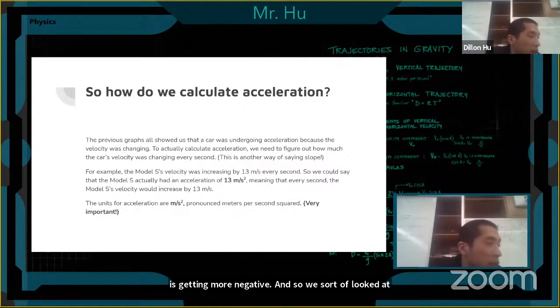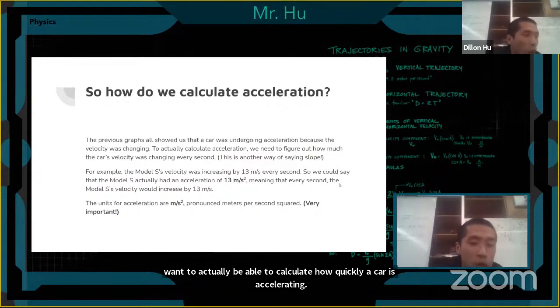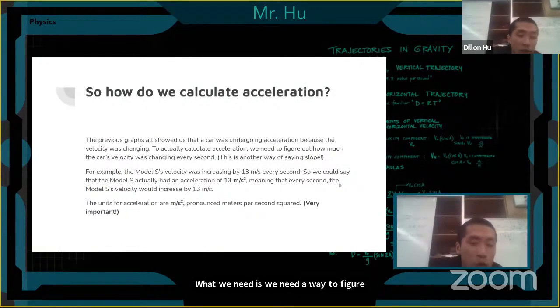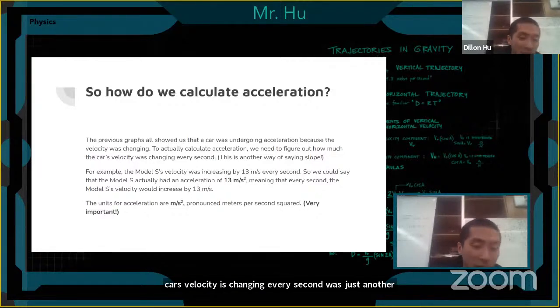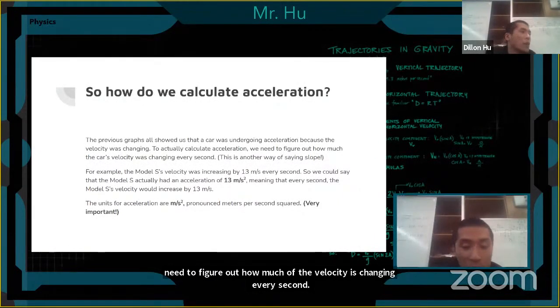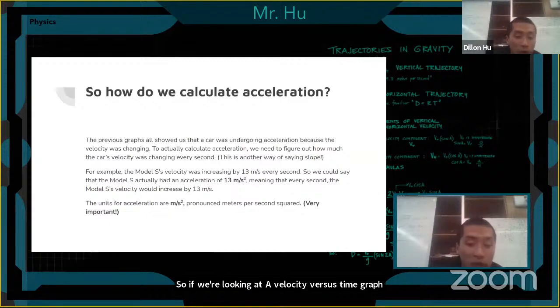Now, if we want to calculate acceleration directly, if we want to actually be able to calculate how quickly a car is accelerating, what we need is a way to figure out how much the car's velocity is changing every second, which is just another way of saying slope. So if we're looking at a velocity versus time graph, we're going to be looking for the slope of the graph. Now, the slope of a velocity versus time graph, not a position versus time graph.